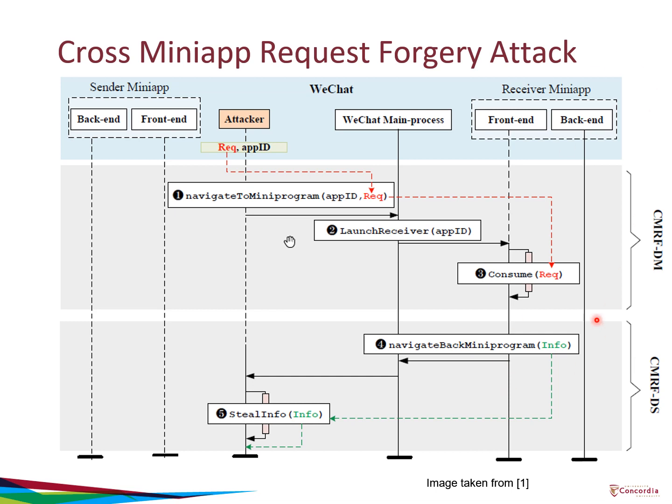This is the first part. Now, for the second part, which is data stealing, this type of attack is built upon cross Miniapp request forgery for the injection of a forged request, where the attacker goes a few steps further by receiving the response sent from the receiver. This time the receiver, in this example the payment Miniapp, is the victim.